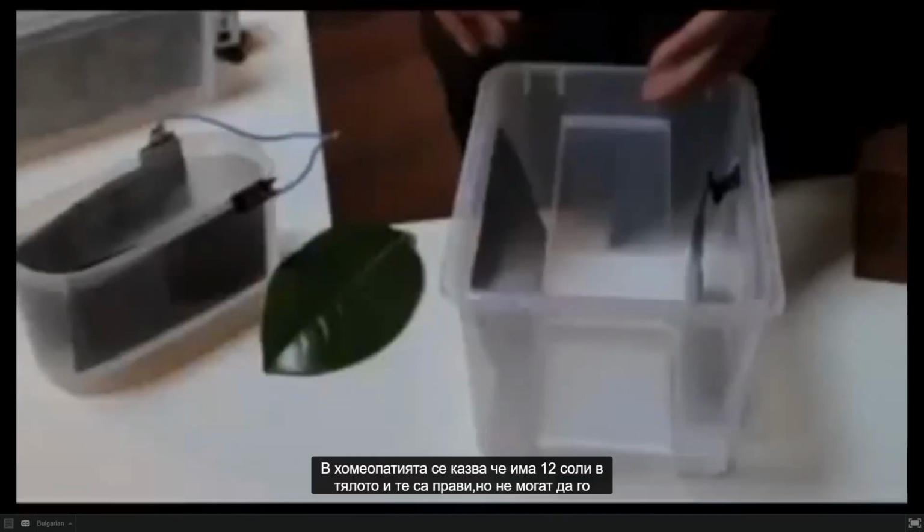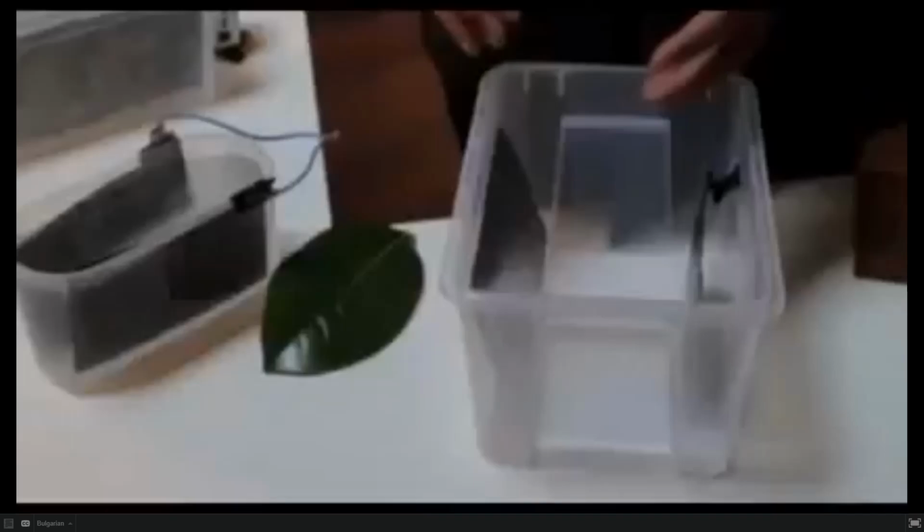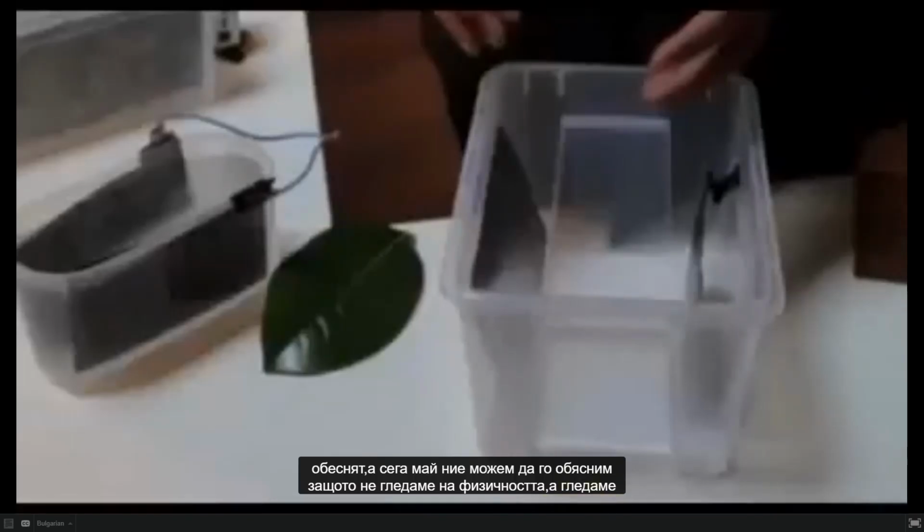In homeopathy, they said there are 12 salts in the body. It's not wrong, it's correct, but they cannot explain it. Now maybe we can explain the correctness of the homeopathy, because it does not look at the physicality, it looks at the totality.